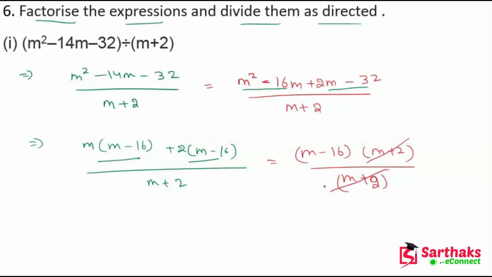Now we can cancel this m plus 2 and this m plus 2, so here we get m minus 16. This is the answer of this question. Okay, my dear friends, now the next question, here you can see that.